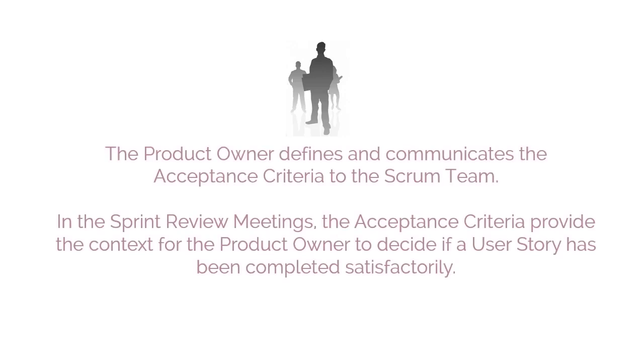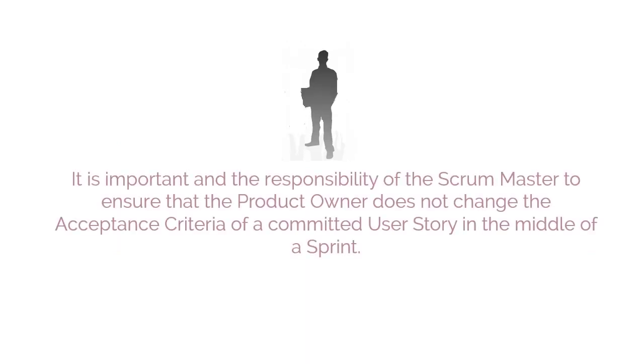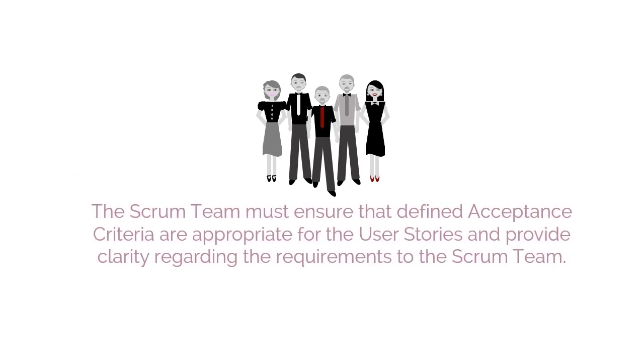The product owner defines and communicates the acceptance criteria to the Scrum team. In the sprint review meetings, the acceptance criteria provide the context for the product owner to decide if a user story has been completed satisfactorily. It is important, and the responsibility of the Scrum Master, to ensure that the product owner does not change the acceptance criteria of a committed user story in the middle of a sprint. The Scrum team must ensure that defined acceptance criteria are appropriate for the user stories and provide clarity regarding the requirements to the Scrum team.